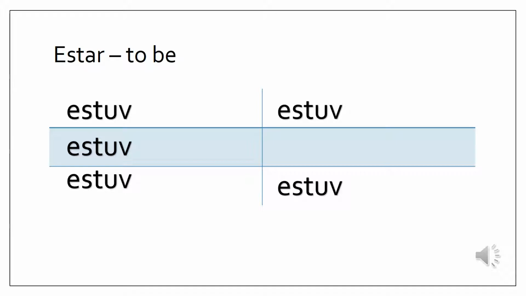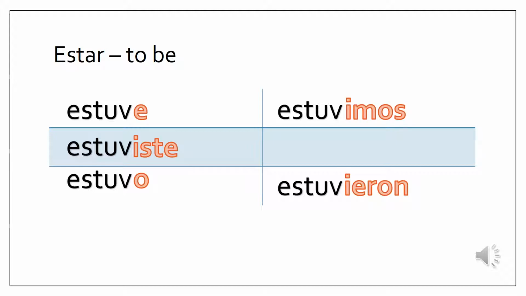So if we look at estar as an example of a U group verb, we start with our root, which is estuv, and if you notice, it's going to be the same in all of our forms, even in the nosotros form. And then we're going to add the endings from the chart on the previous slide. So we get estuve, estuviste, estuvo, estuvimos, estuvieron.